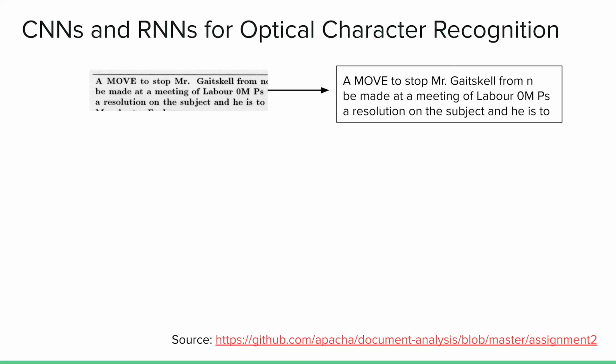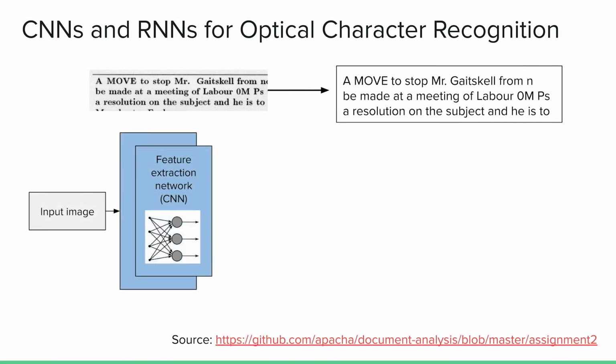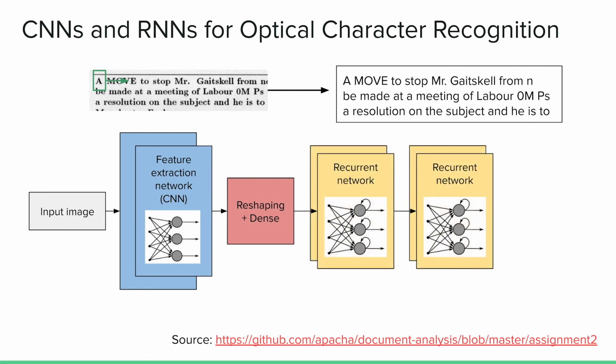We can also use CNNs and recurrent neural networks together for optical character recognition that we've already seen in this small example before. But let's visualize it and conceptually think about it once more. So we have an input image and we want to translate that. How would we do this? Well, we take the input image, extract some features in a meaningful way, and then reshape this. We put it in the dense layer, and then feed it into our recurrent neural network.